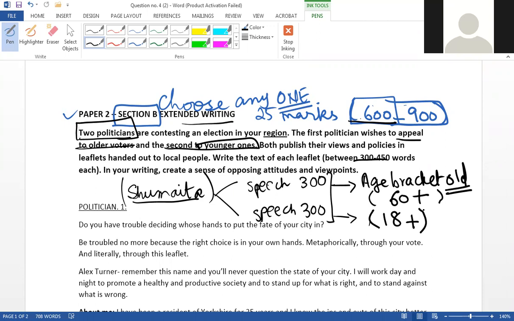Let's suppose that I am a senior citizen. I'm not going to say old, old, old every time. I'm going to say I'm a senior citizen, I'm 60 plus. Why do you think I should cast my vote for you? What is the first thing you're going to say as a politician to the senior citizens?